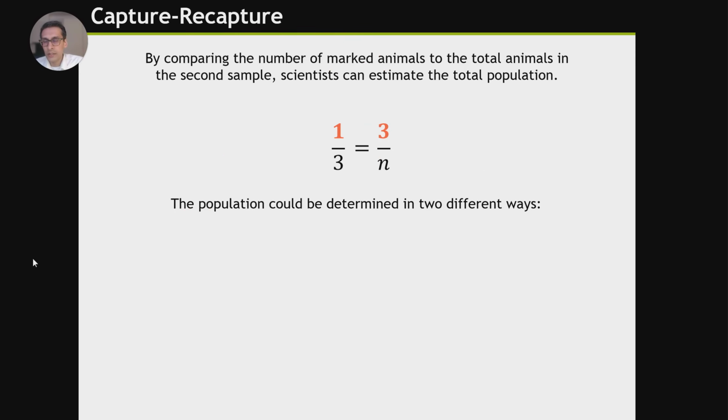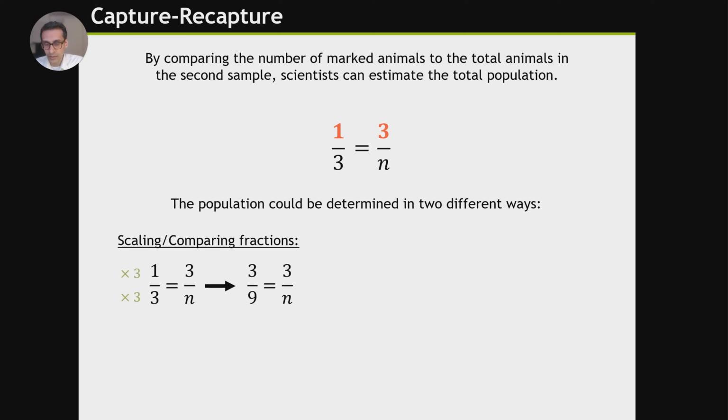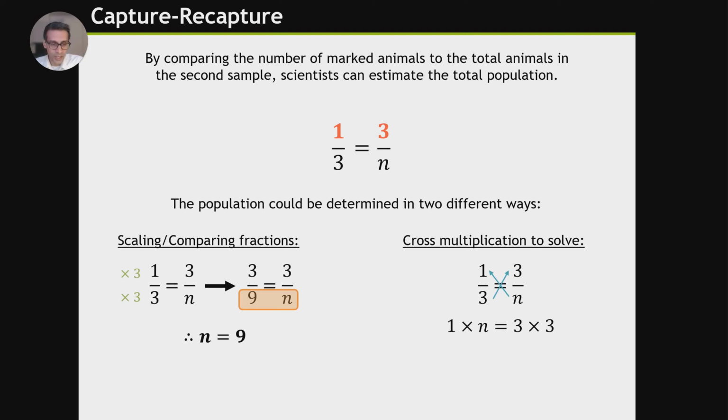So with these equivalent fractions, one thing you could do is scaling, which is what I did in this example here. Another thing we can do is just cross multiply. So 1 times n equals 3 times 3. And you're going to see me using that a bit more with some of the upcoming questions.